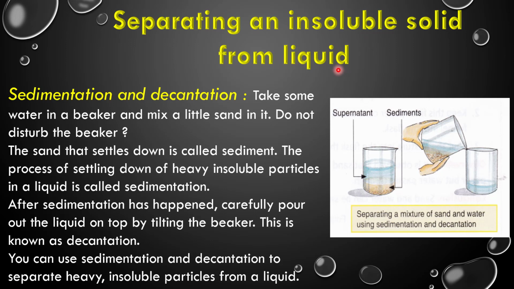To separate an insoluble solid from a liquid, the first method is sedimentation and decantation. For this method, we will take some water in a beaker and mix a little sand in it. Now do not disturb the beaker. The sand that settles down is called sediment. The process of settling down of heavy insoluble particles in a liquid is called sedimentation. After sedimentation has happened, carefully pour out the liquid on top by tilting the beaker. This is known as decantation.